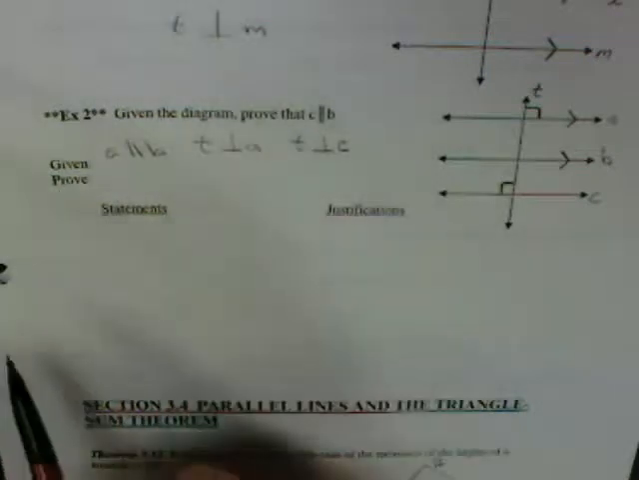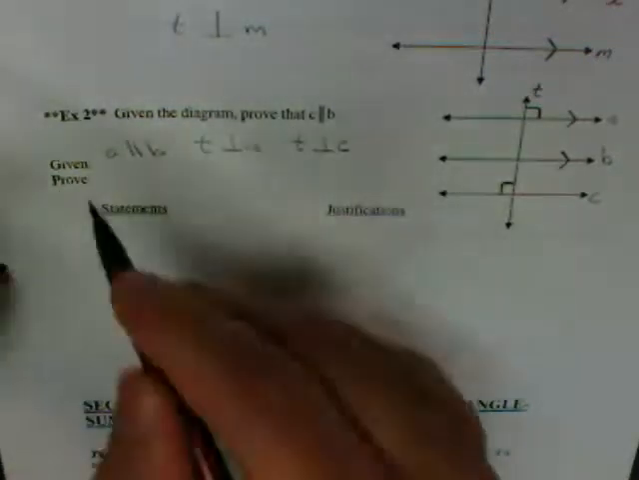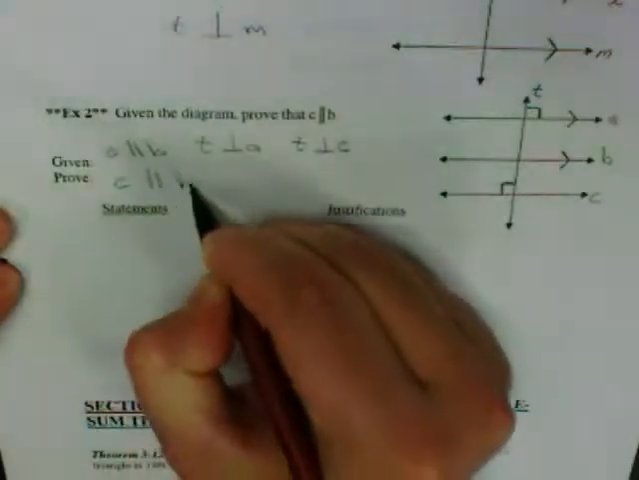Well, proof has to come from your instructions. You look up here, it says prove that C is parallel to B, so that's where we're going to put C must be parallel. We're supposed to show that C must be parallel to B. And we're off and running.